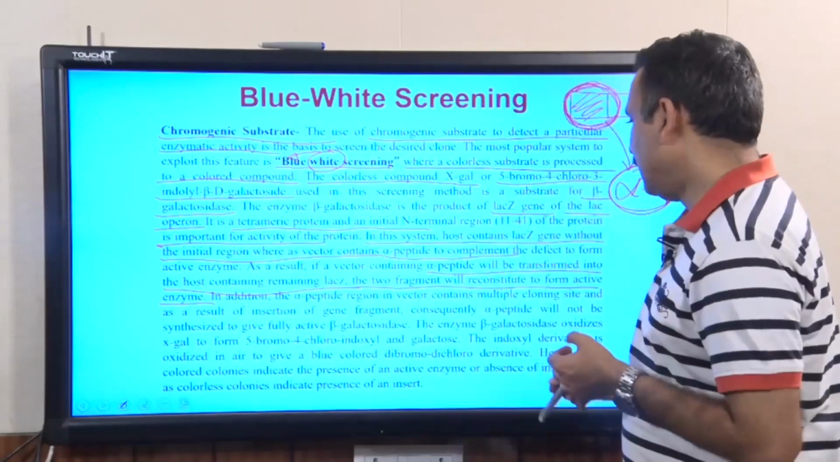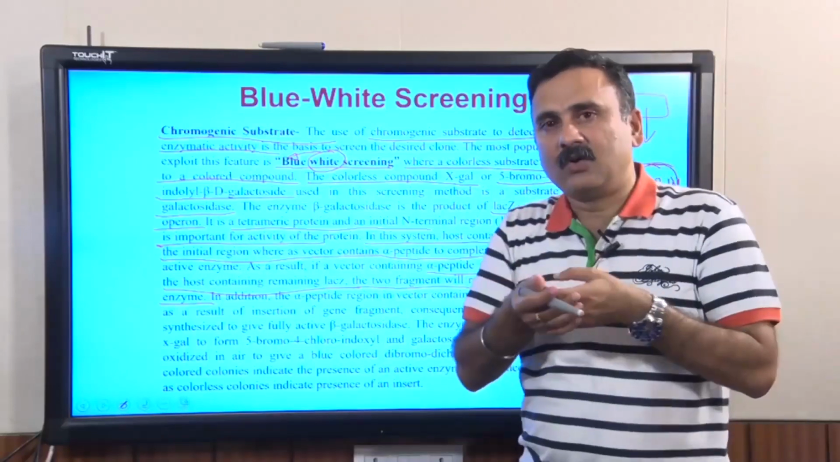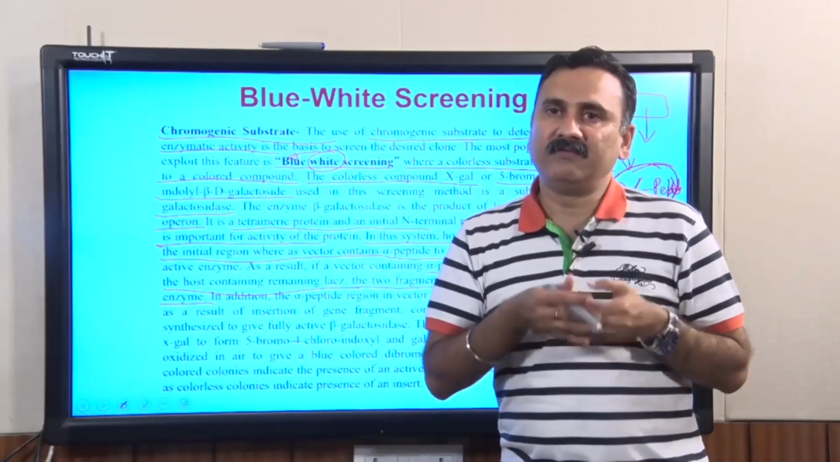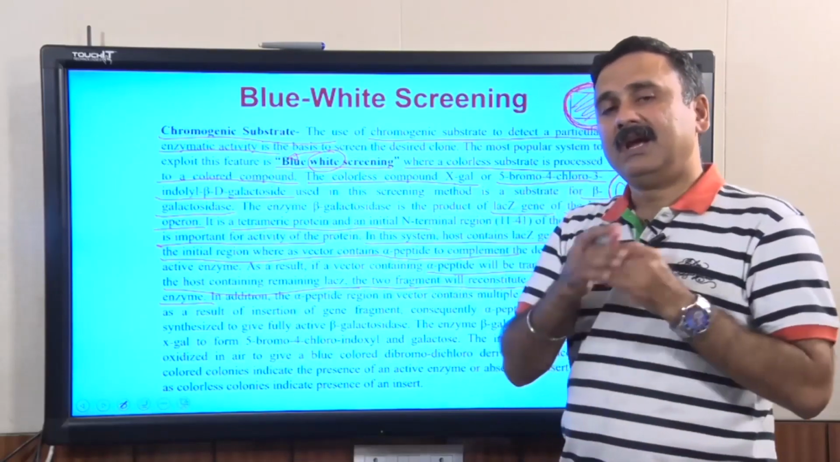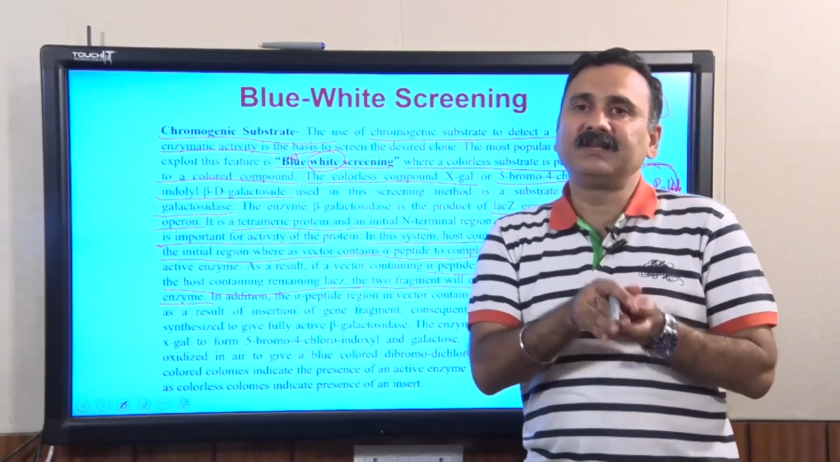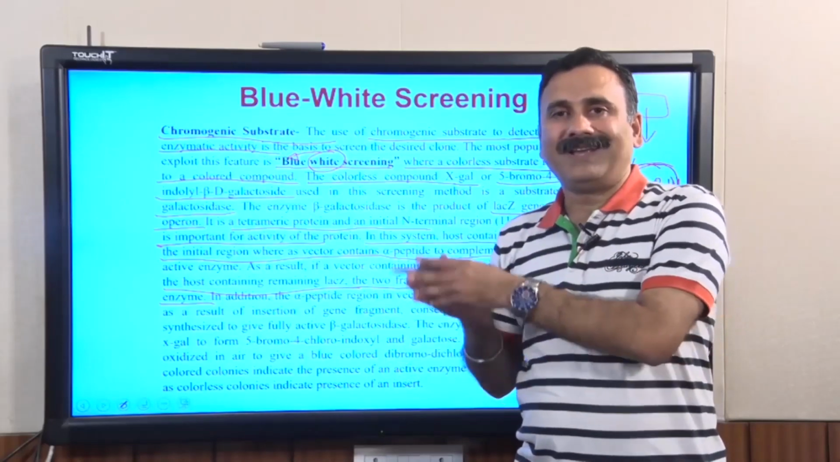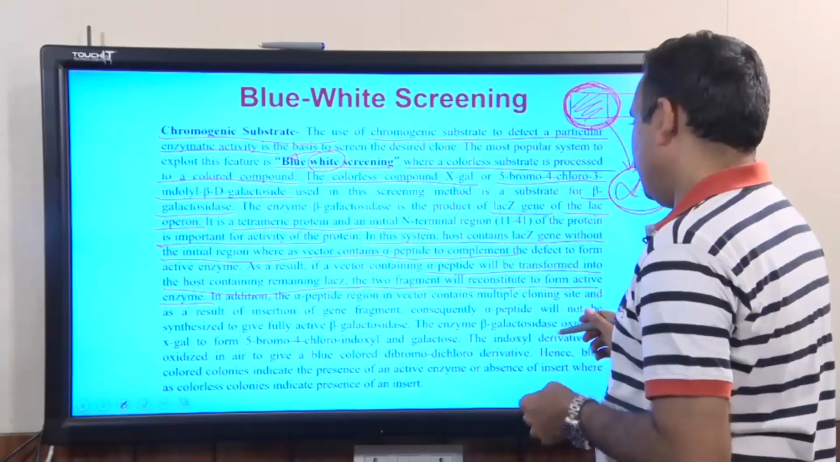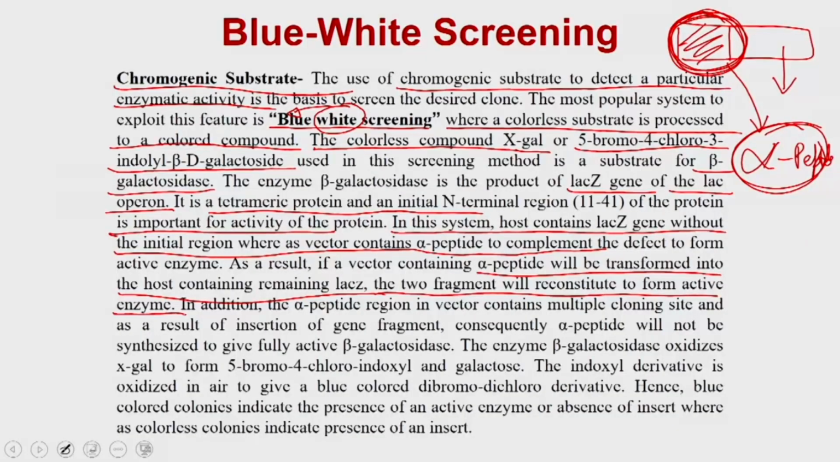Now, once the two fragments come together, the enzyme is going to be functionally active, which means it is going to process the colorless product X-gal into a blue colored product. In addition, the alpha peptide region is a multiple cloning site, and as a result, upon insertion of a gene, the alpha peptide will not be able to be synthesized to give a fully functional enzyme.